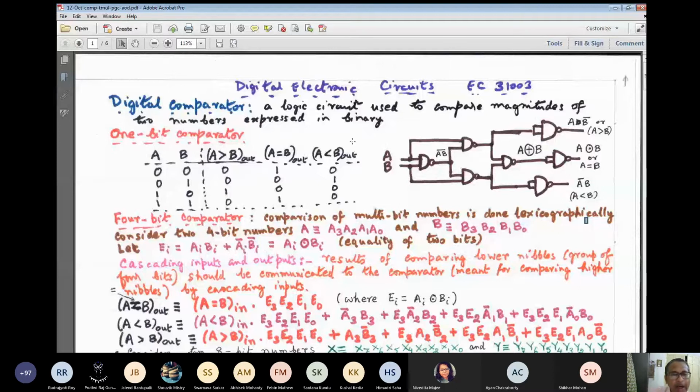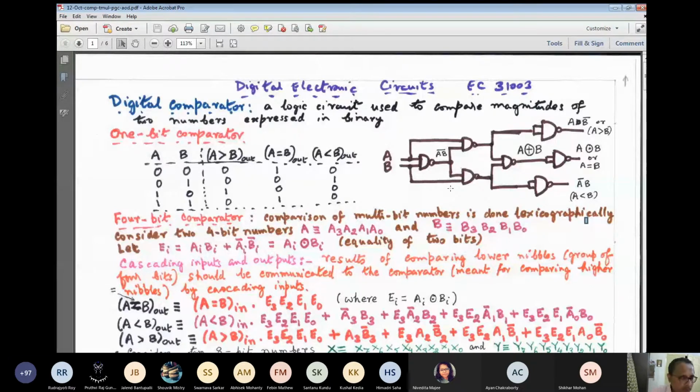Now, suppose we are asked to implement this 1-bit comparator using only 2-input NAND gates. Then we require what we have seen earlier: A exclusive OR B, for which the minimum number of 2-input NAND gates required is 4, and then we just invert it one more time to get the equality. Here we get A greater than B, and here we get A less than B. So 7 2-input NAND gates will suffice.